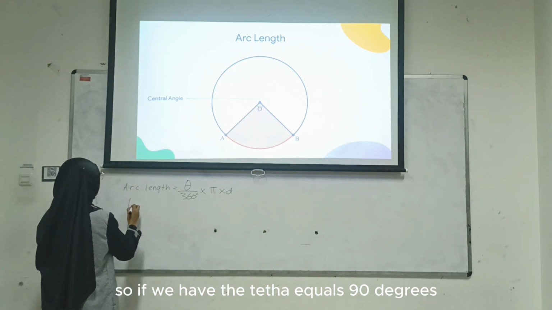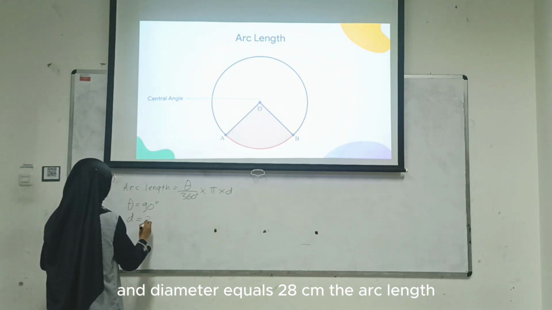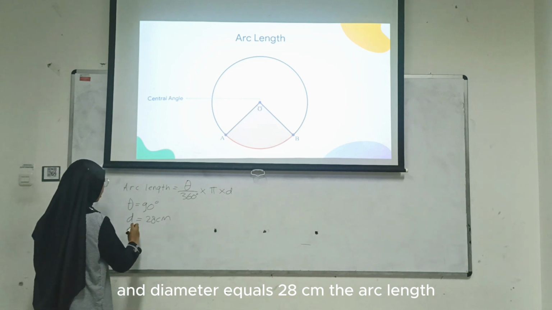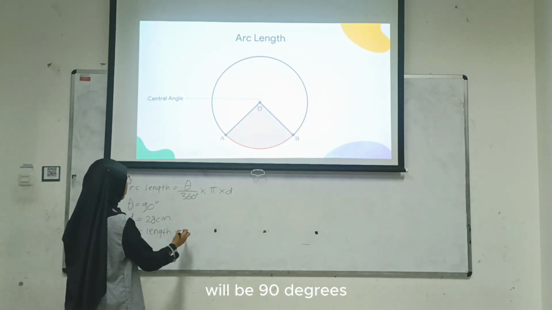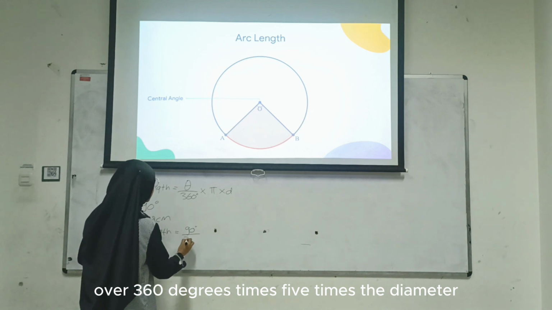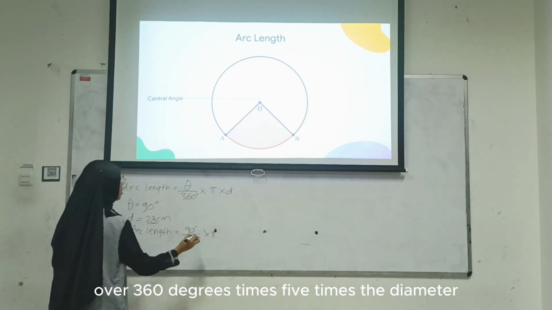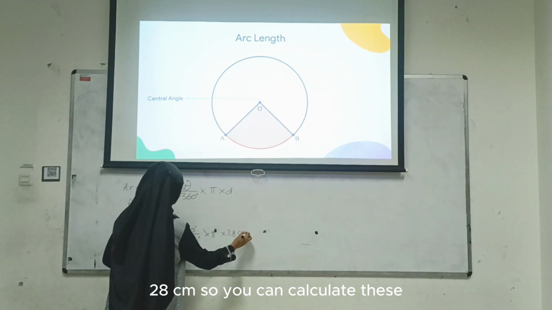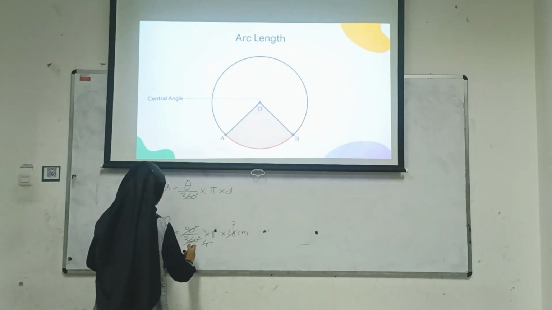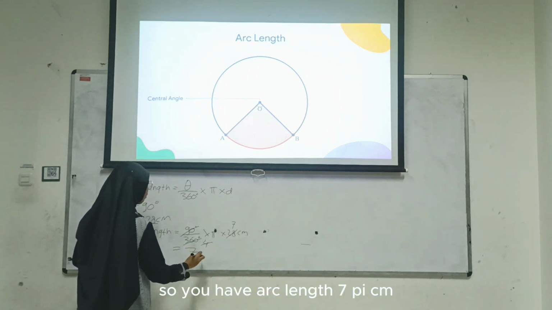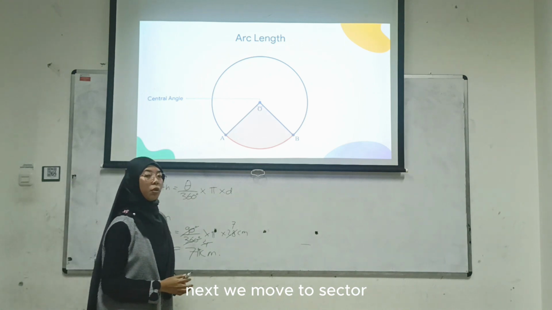So if we have theta equals 90 degrees and the diameter equals 28 centimeters, the arc length will be 90 degrees over 360 degrees times pi times the diameter, which is 28 centimeters. So you can calculate this: 1, 4 and this 7. So we have the arc length equals 7 pi centimeters. Okay, next we move to sector.